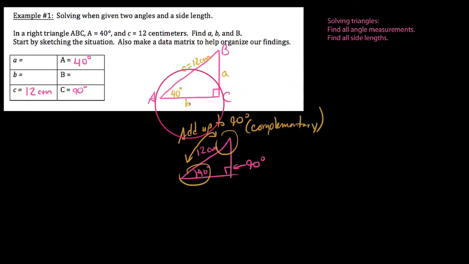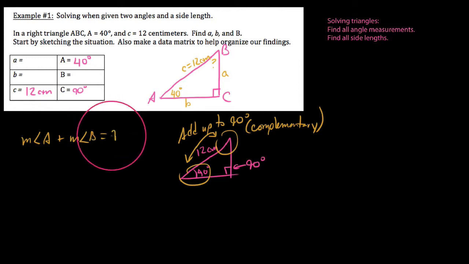And so the reason why I point this out is because we already knew that angle A is 40 degrees. So if angle A is 40 degrees, really we're asking ourselves this question now: what could I add on to angle B to get it to add up to 90 degrees total, okay? So here's how we'll write this. We know that the measure of angle A plus the measure of angle B has to be 90 degrees.